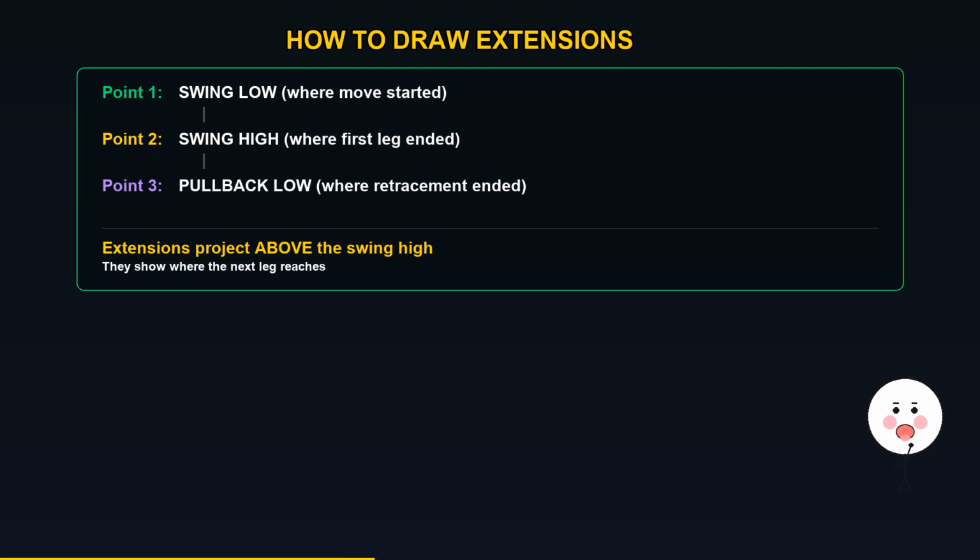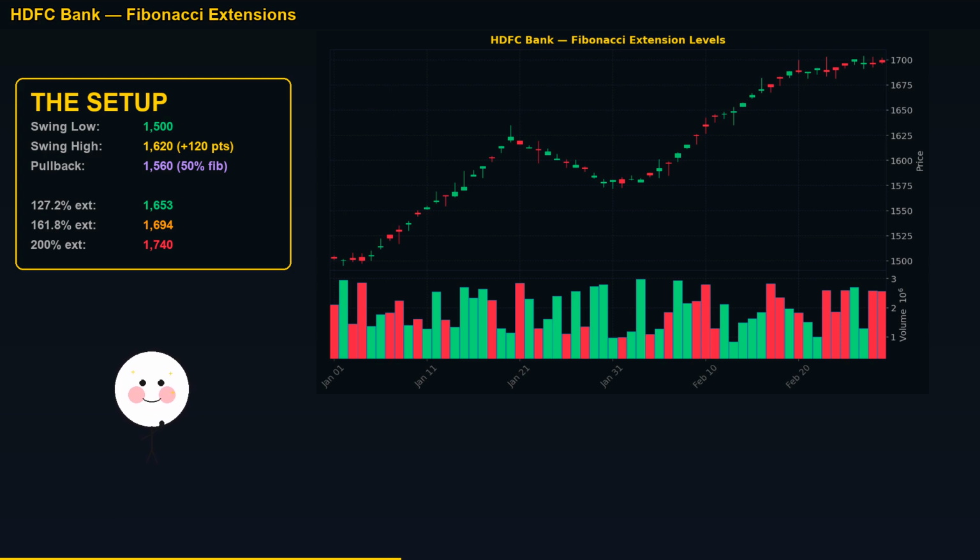The key is getting the 3 points right. Swing low to swing high to pullback low. The extensions do the rest automatically. HDFC Bank. The stock rallied from 1500 to 1620. A clean 120-point move. Then it pulled back to 1560, right at the 50% Fibonacci retracement level. Perfect entry zone. Now Rahul draws the extensions from 1500 to 1620 to 1560.